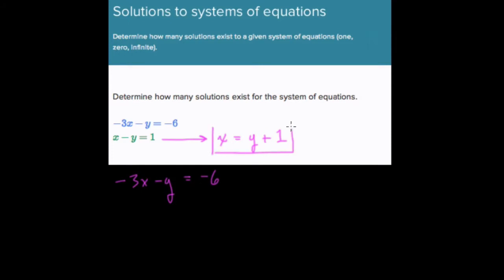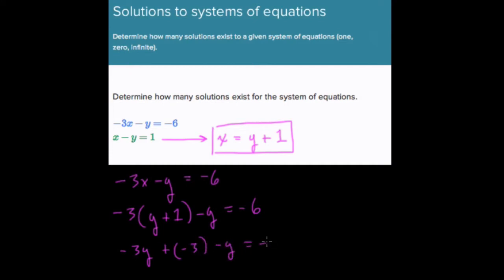X equals y plus 1 plugs nicely into the other equation. So we get negative 3 times y plus 1 minus y equals negative 6. So we distribute the negative 3, we get negative 3y plus negative 3, minus y equals negative 6. And here you can already recognize the answer.